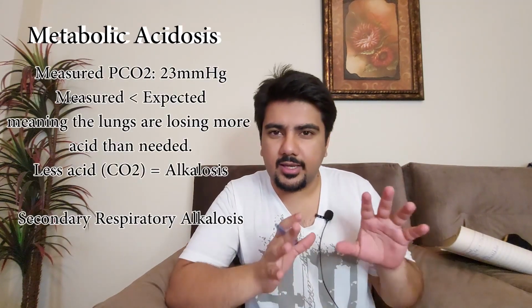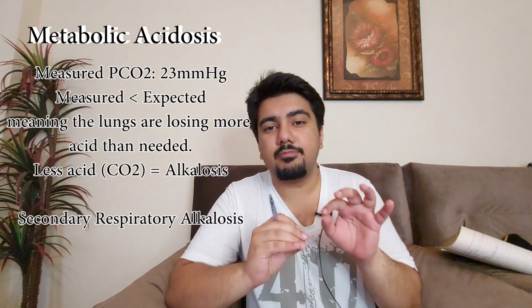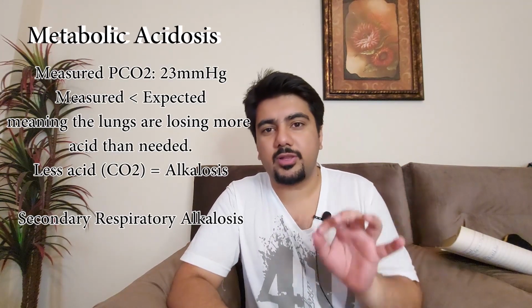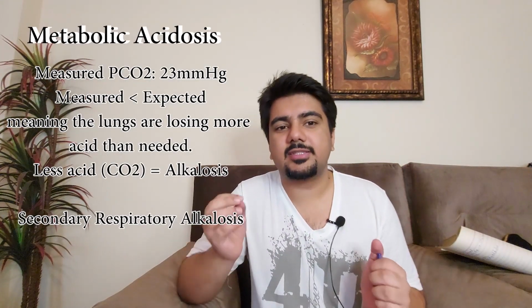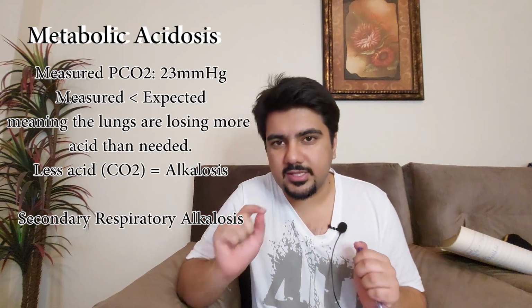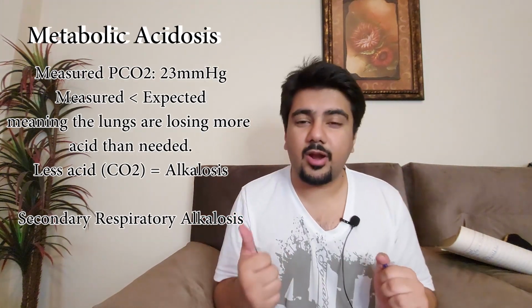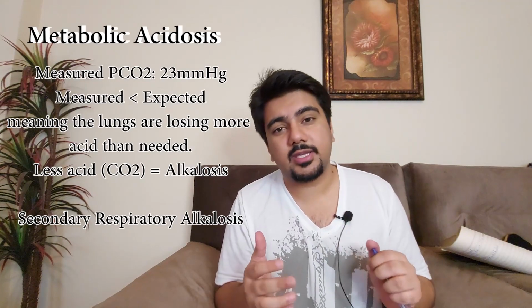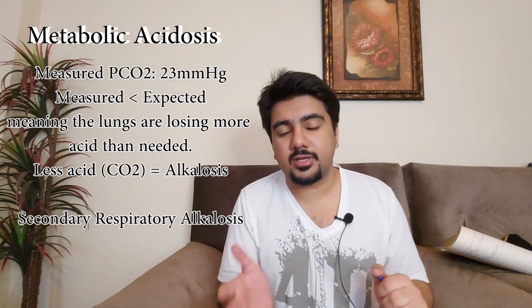On the other hand side, in the example, we have a measured PCO2 of 23, which means that there is a secondary respiratory alkalosis going on at the same time with this disorder. So a primary metabolic acidosis along with a secondary respiratory alkalosis. I hope that was clear.